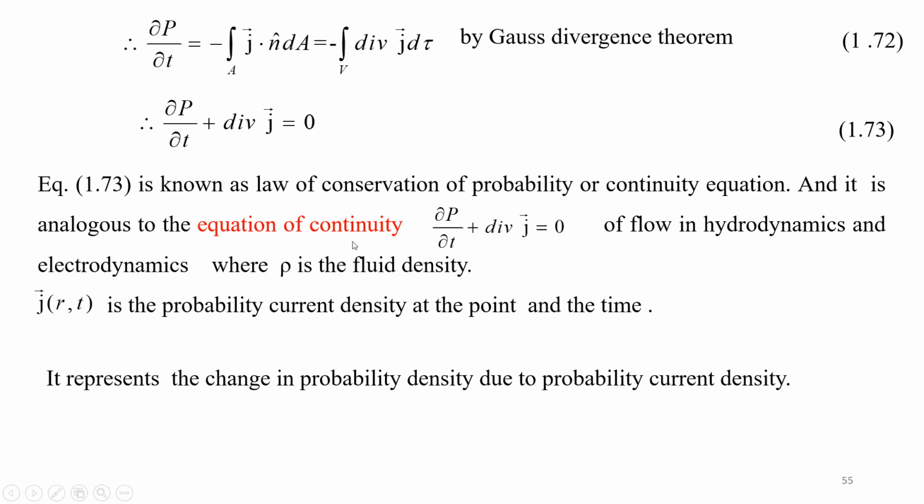equation of continuity, ∂ρ/∂t + div j = 0, of flow in hydrodynamics and electrodynamics, where rho is the fluid density. So here it is dρ/dt + div j equal to 0, where rho is the fluid density. There is a mistake here: it is not dp, it is dρ/dt, where rho is the fluid density. J(r, t) is the probability current density at the point and the time. It represents the change in probability density due to probability current density.